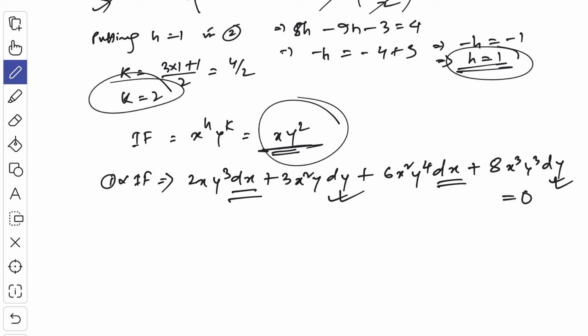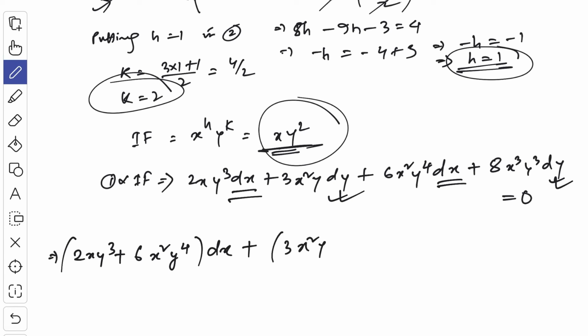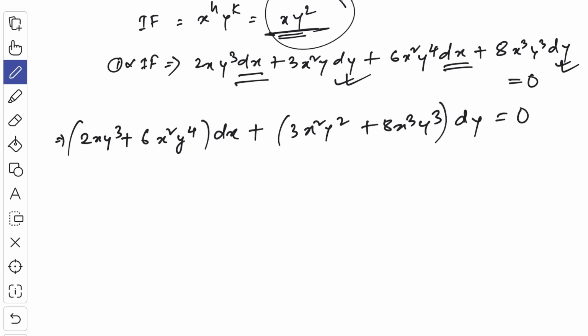Okay, so then after simplification you will get 2xy^3 + 6x^2y^4 dx plus 3x^2y^2 + 8x^3y^3 dy equal to 0. That's what you will get. Now again, the term which consists of dx, we're going to integrate each term of this expression.